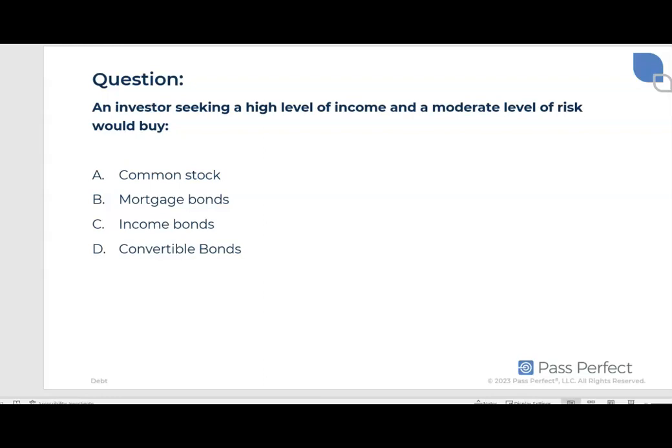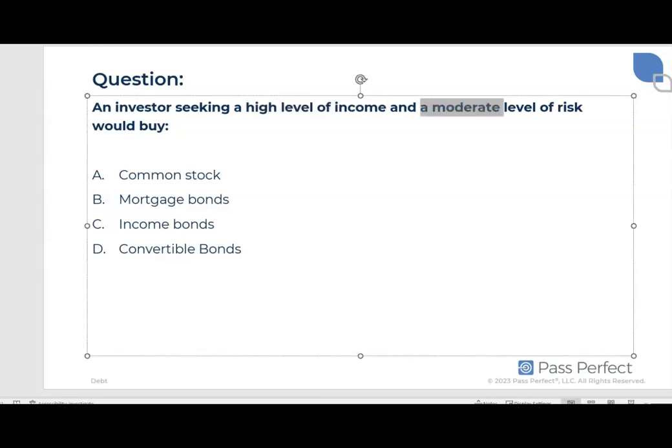Okay. All right. With some difference of opinion, an investor seeking a high level of income. That's one thing, right? And a moderate level of risk. So we have to check two boxes, right? High level of income, moderate level of risk. So which would we choose, or which could we eliminate?